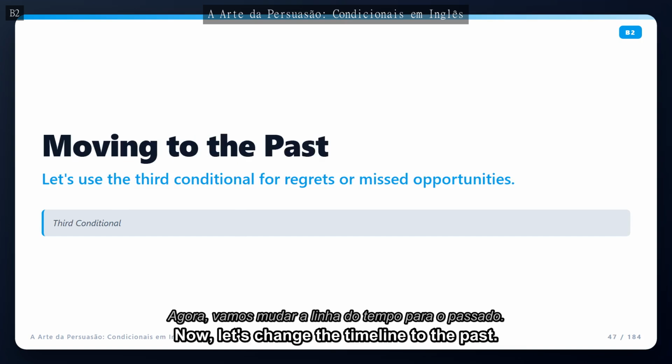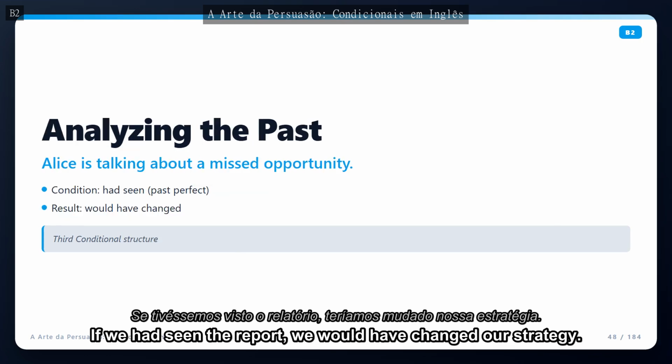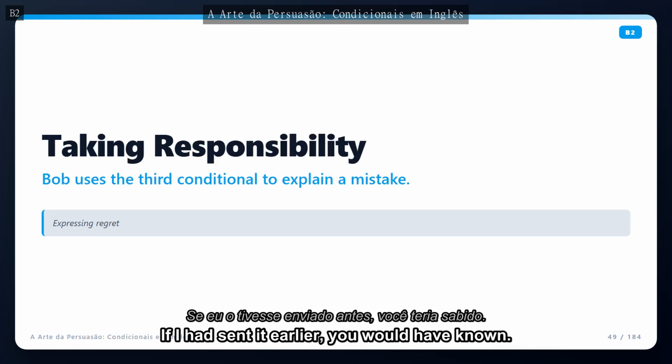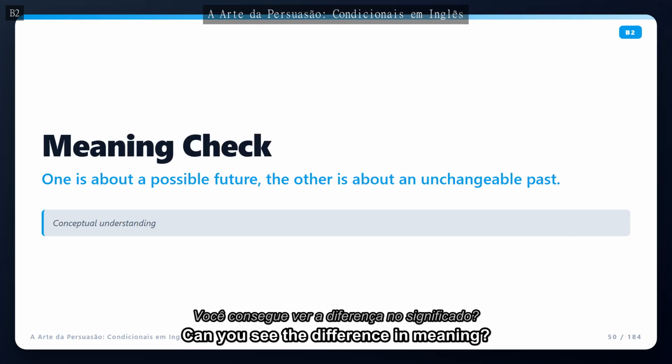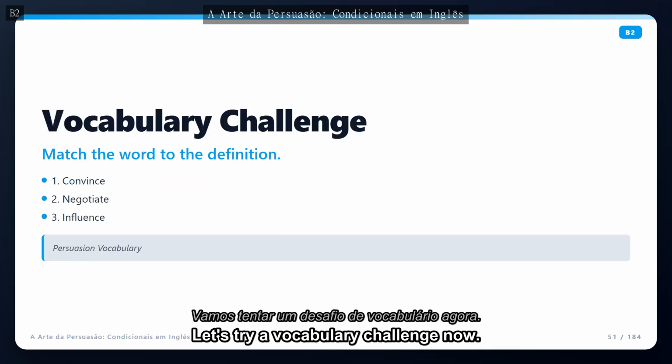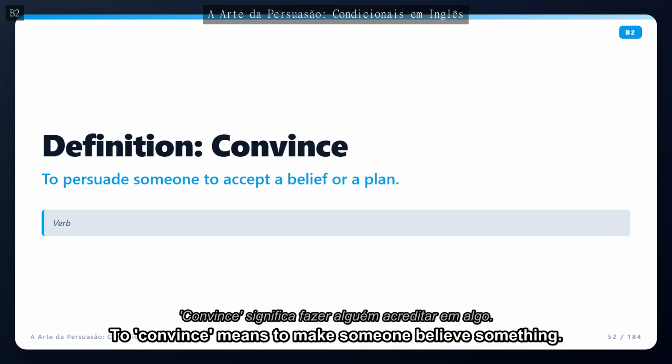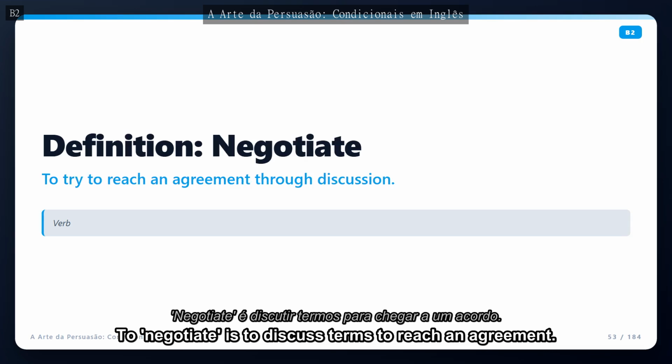Now, let's change the timeline to the past. If we had seen the report, we would have changed our strategy. If I had sent it earlier, you would have known. Can you see the difference in meaning? Let's try a vocabulary challenge now. To convince means to make someone believe something. To negotiate is to discuss terms to reach an agreement.